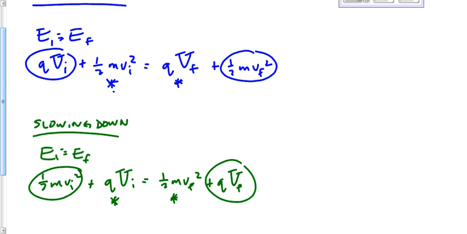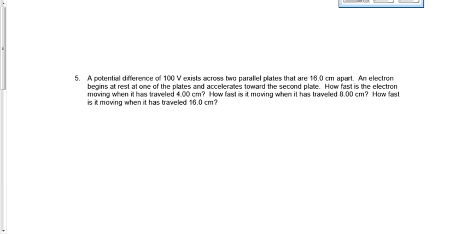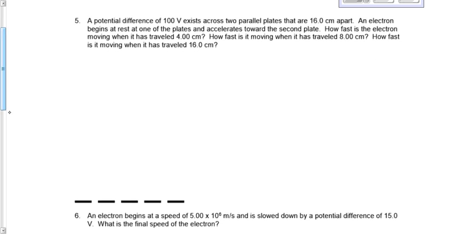Let's take a look at worksheet number 9 that we had today. Our homework on this page was 3 questions, 1, 3, and 5. I want to go over question number 5 here. The toughest of the 3 for sure. It says a potential difference of 100 volts exists between 2 parallel plates that are 16 centimeters apart. And the electron begins at rest at one plate and accelerates toward the second plate. Okay, speeding up or slowing down? Speeding up. That's every time, automatically.